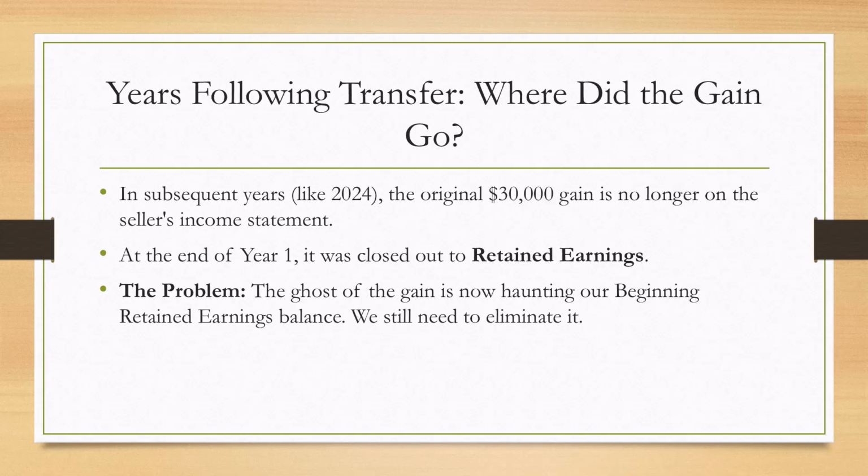Now we move into the years after the sale. In subsequent years, like 2024, the original $30,000 gain is gone from the income statement because it was closed to retained earnings at the end of last year. The problem? The ghost of the gain hasn't vanished. It's now haunting our beginning retained earnings balance, making it overstated. We still need to eliminate its effect.